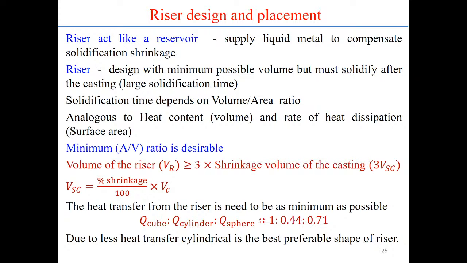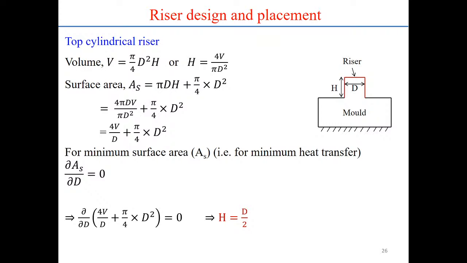The solidification time mainly depends on the volume by area ratio, or the area by volume ratio. So a minimum area by volume ratio is desirable when you design a riser in the casting process. Here you can see that we are discussing only two types of riser. One is the top cylindrical riser, another is the side cylindrical riser. The top cylindrical riser is placed on the top of the mold surface, so material can be fed from the riser to the mold at the last stage of solidification.